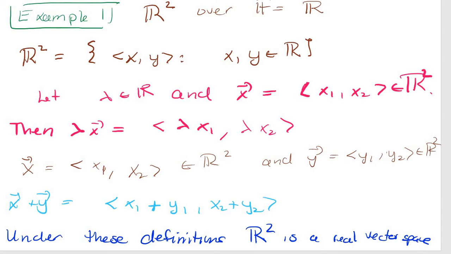Now, I didn't define this. This means the field is the real numbers. I gave you one in your homework where the field is not the real numbers. So you could have scalars coming from a different field. For electrical engineering, you need complex numbers to be a field.